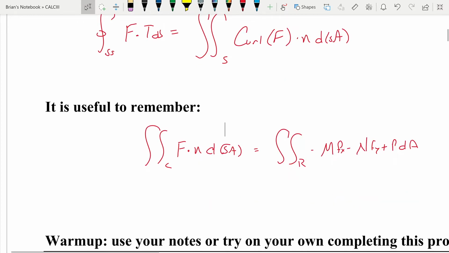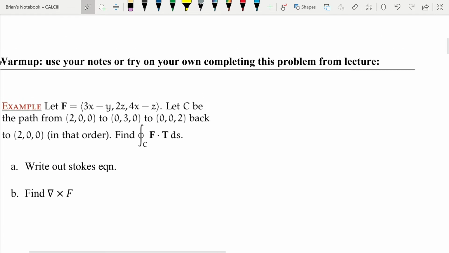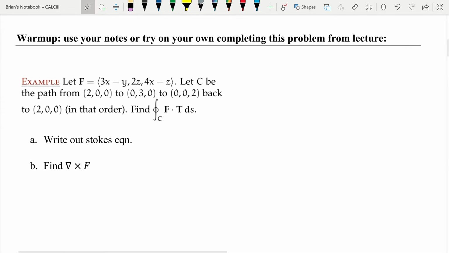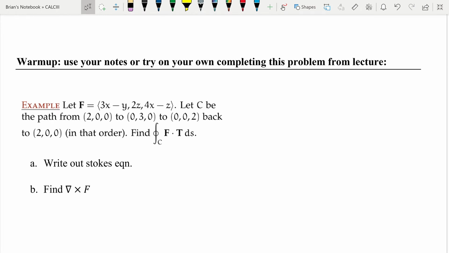Let's do some problems. So, warm up. Use your own notes if you took notes from lecture today, or just try it out for yourself if you're pretty confident with these problems already. See if you can figure out this problem: find the closed integral of F dot T ds from this surface right here. I will give you a few minutes, I'll set a timer for, let's say, 4 minutes. Nice warm-up problem. We'll see how you do. Good luck.